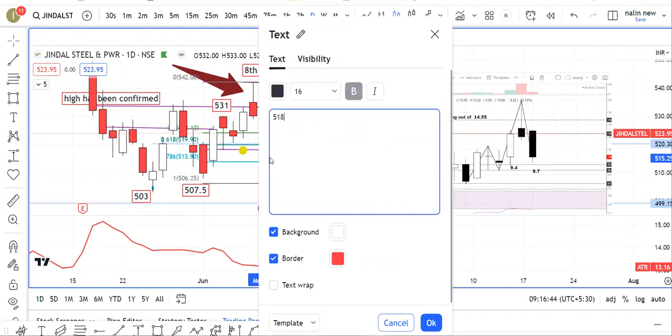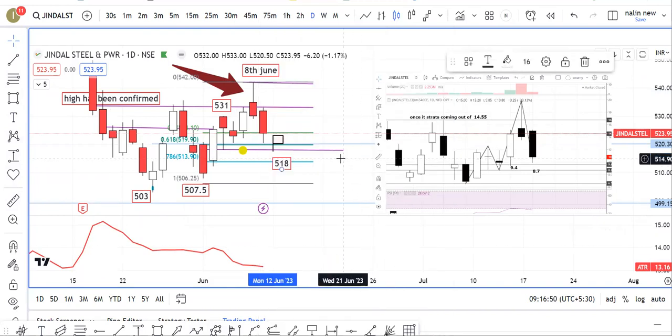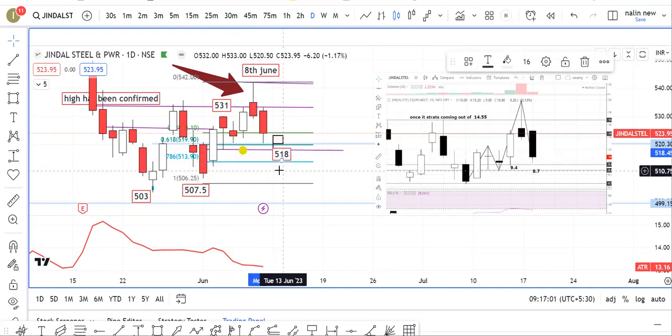518, or even if it comes down to this level, 514, this will be a higher low. 518 to 514 will be a higher low.